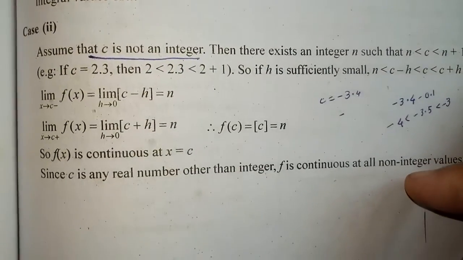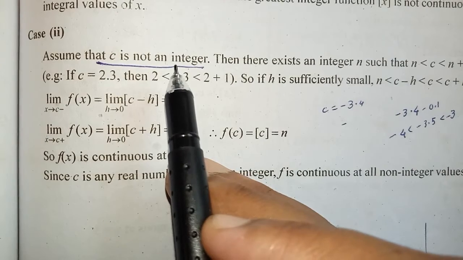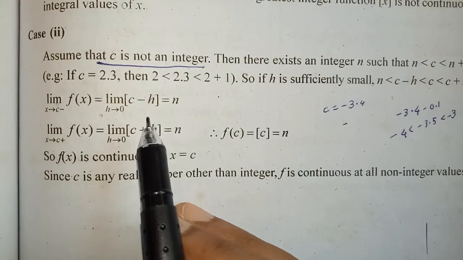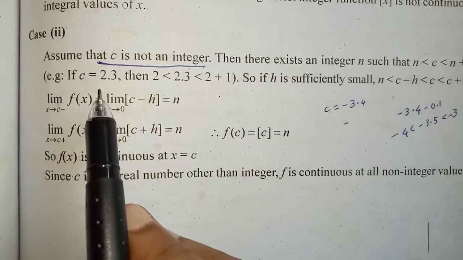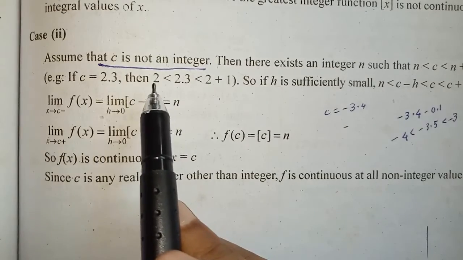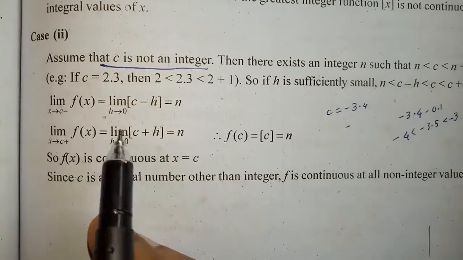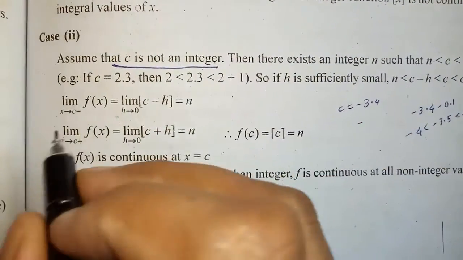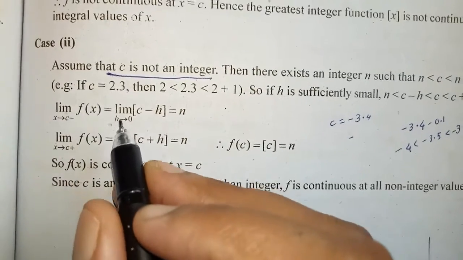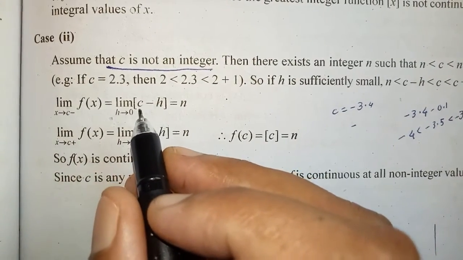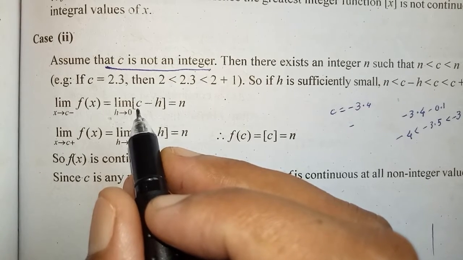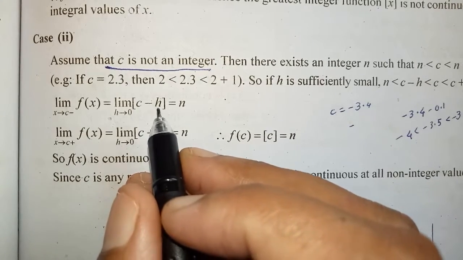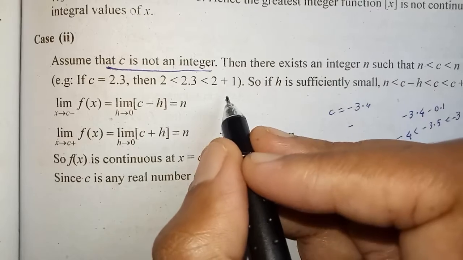Now, what about if c is not an integer? If c is not an integer, children, you know that it will be in decimals. Because it is a decimal, you can put it in between two integers, right? That's why I've written here: if c is 2.3, it can be put between 2 and 3. So what will happen? For sufficiently small values of h, it will always take the value n. So the limit as x tends to c minus of f of x will be the limit as h tends to 0 of c minus h, because c is not an integer. If I take c as 2.1, and h as 0.1.